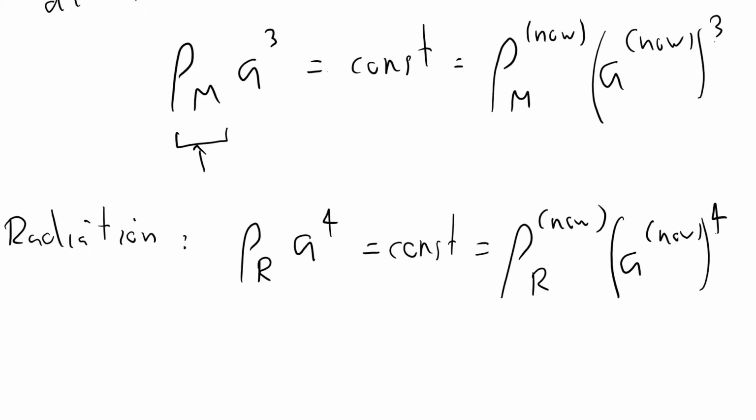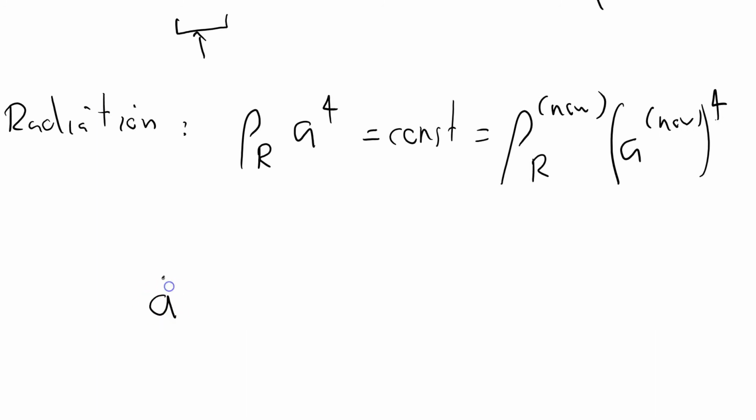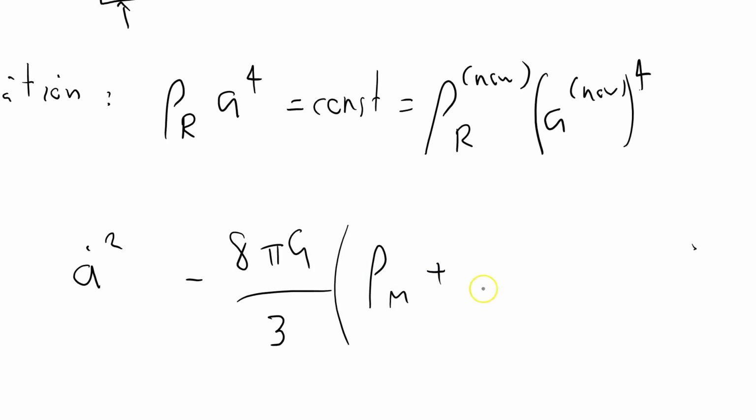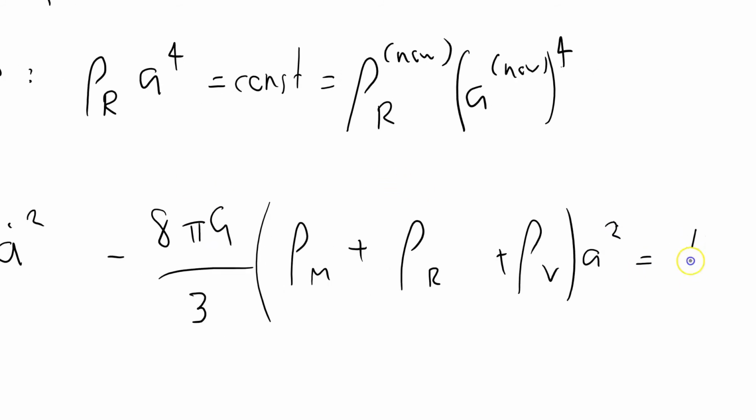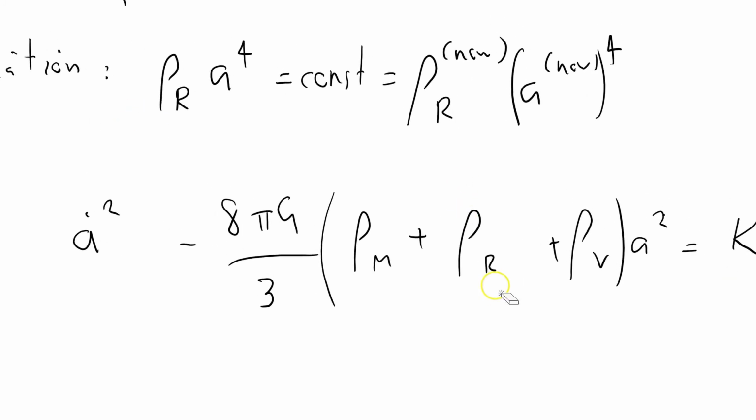Okay, so I'm going to substitute these things back into my Friedmann equation. What does that look like? Well, we have a dot squared minus 8 pi G over 3, and that 3 turns out to be quite important, times rho m plus rho r plus rho v, for vacuum, times, I think there was an a squared there, equals k. Okay, so I'm just going to substitute, well, we'll do this one first. This rho r is equal to, from this formula here, rho r now, a now to the power 4. That's just looking awfully fiddly, isn't it? It's just some constant over a to the power 4, and this one of course was some other constant over a cubed. I'll rewrite that sign there, plus.